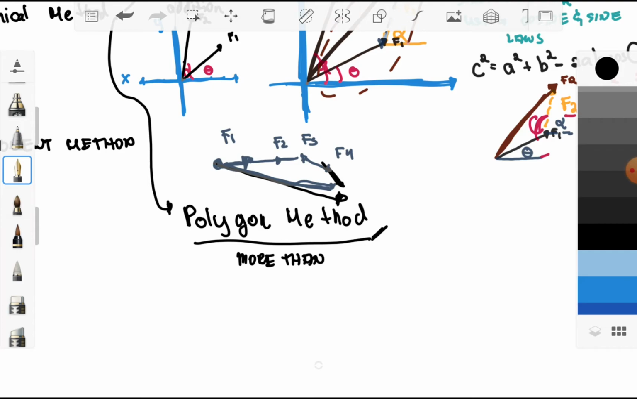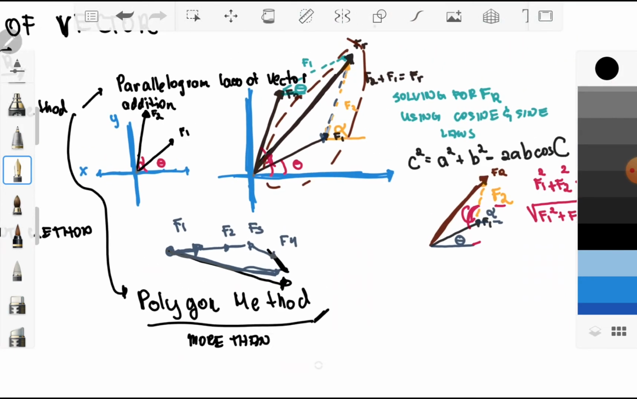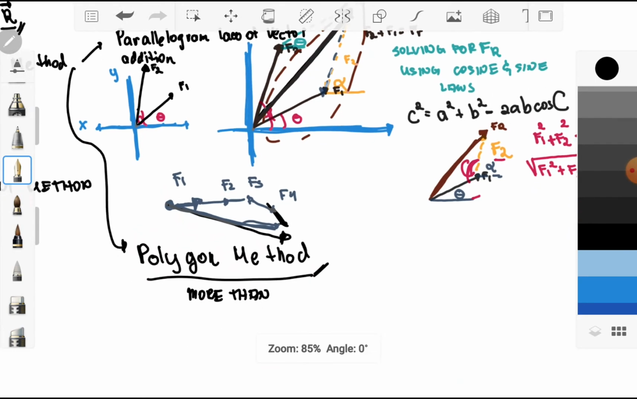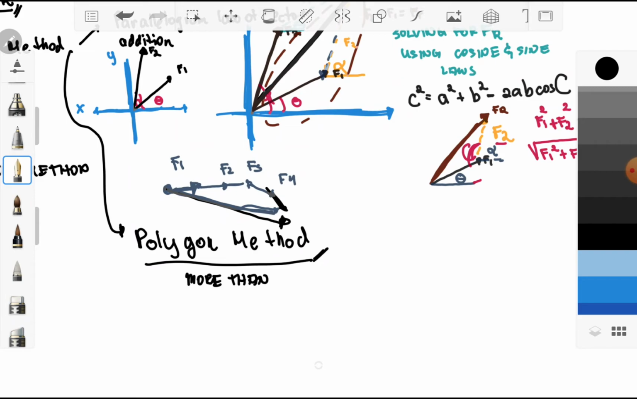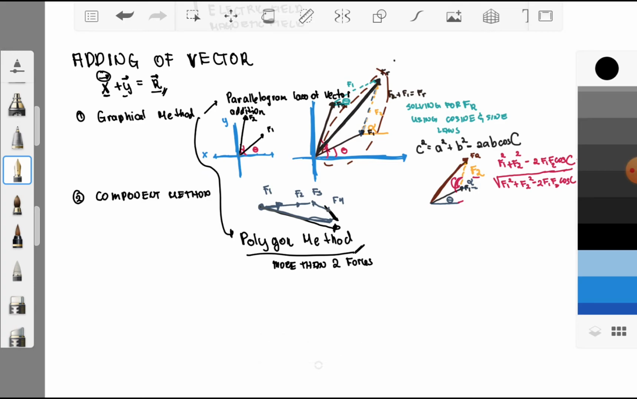You cannot combine them all at the same time. Take note that in a parallelogram law, you need 2 sides of a parallelogram in order to get the value of your FR. Okay? So if there are more than 2 forces, it is safer to use your polygon method if you prefer to add vectors using the graphical method.